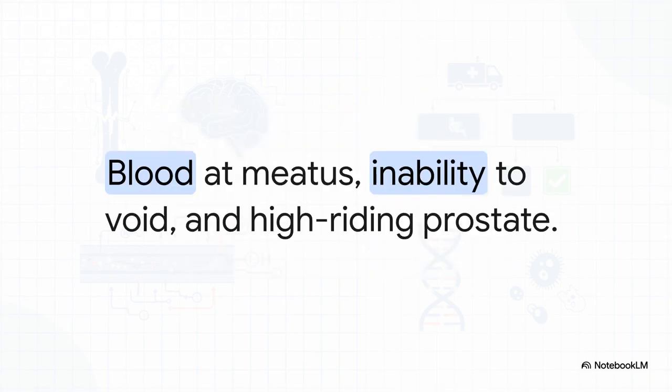For those high-impact posterior injuries, you absolutely must memorize this diagnostic triad. It's blood at the urethral meatus, the inability to void despite having a palpable urge, and a high-riding prostate on a digital rectal exam. Now, the crucial point here is understanding why the prostate is high-riding. It happens because the massive force of the pelvic fracture literally shears the puboprostatic ligaments. It detaches the prostate and allows it to just float superiorly right up into the pelvis.